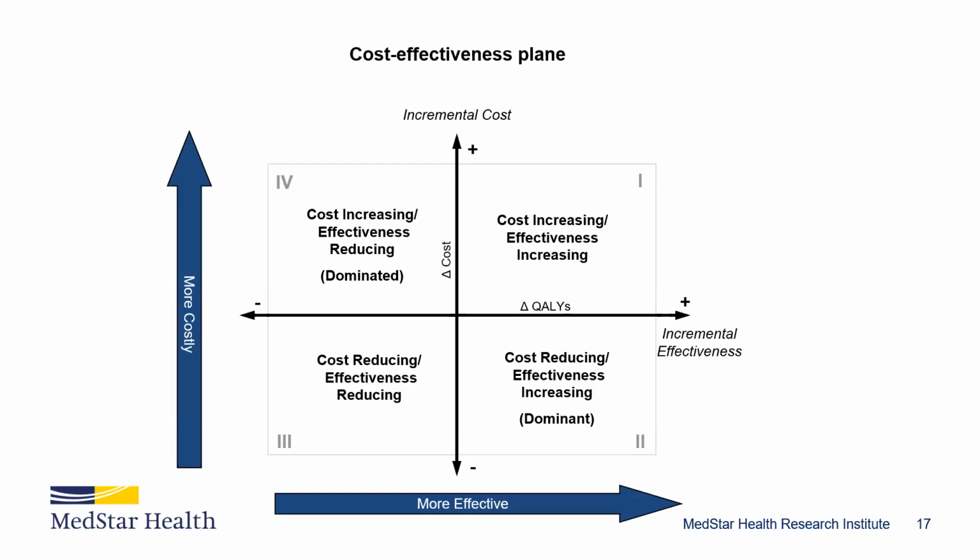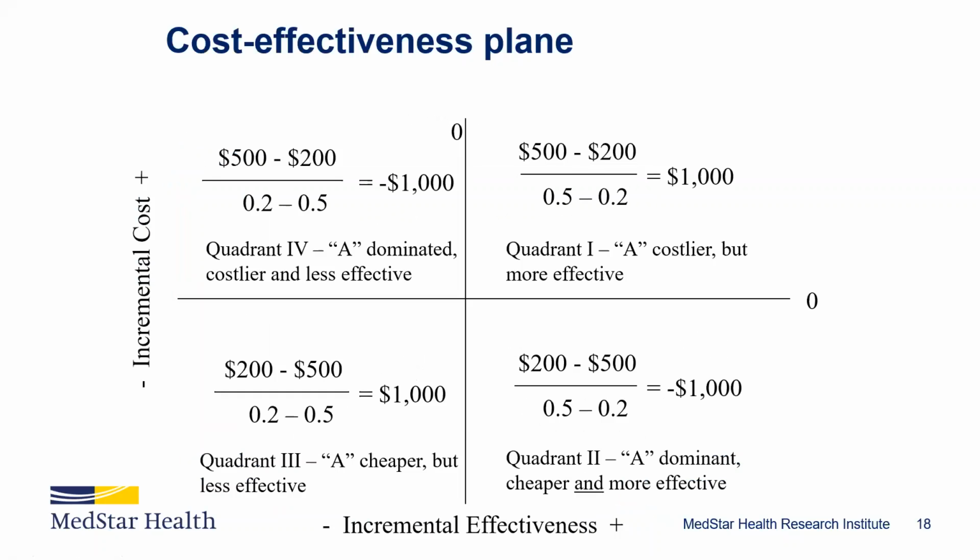And so I have put some numbers in here to sort of illustrate these ideas. So over here in quadrant 1, say that our new treatment cost is $500 and the standard is $200, and our effectiveness is 0.5 QALYs in the new treatment and 0.2 in the standard treatment. And so here, A is more costly, but it's more effective. And so our cost effectiveness ratio here is going to be $1,000.